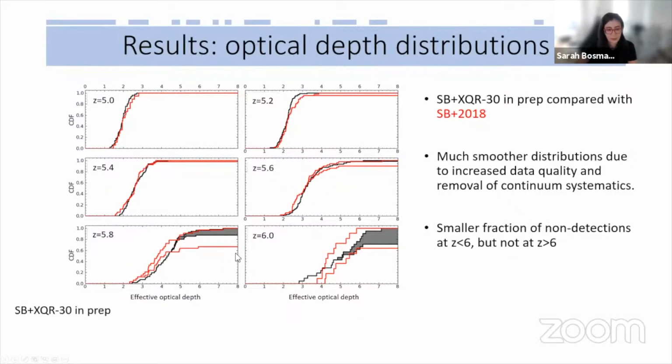You can also see that the fraction of non-detections is much lower, especially at redshift 5.8, because our observations are deeper now, thanks to XQR-30. So actually, the number of non-detections has shrunk by a factor of 3, although not at redshift 6, where most of the sightlines are still saturated.